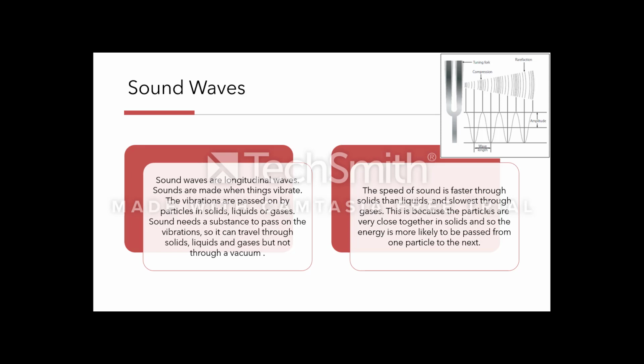So on the right we can see a tuning fork, and this is just a representation of how sound waves are created. So we can see compressions, rarefactions. So compressions are where the waves are compressed. Rarefactions are where there's space between the waves. Then amplitude is the maximum displacement between wave from its middle line. The wavelength is the length of one wave.